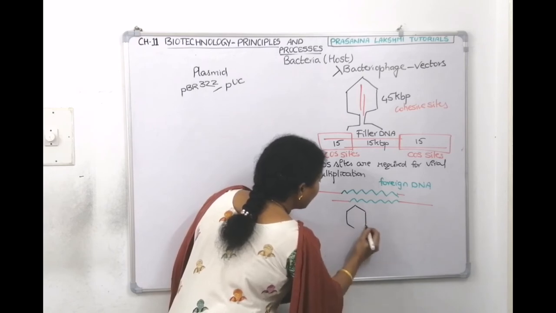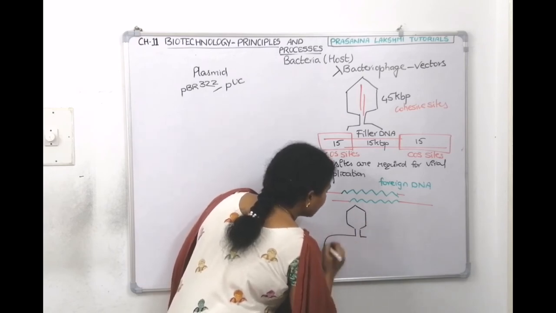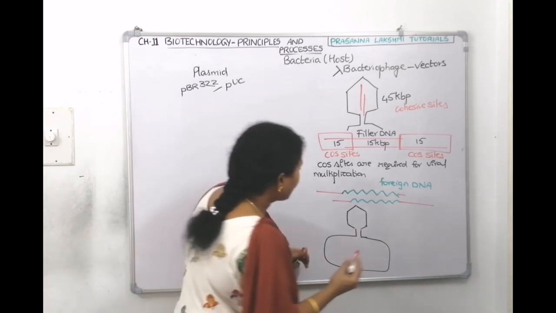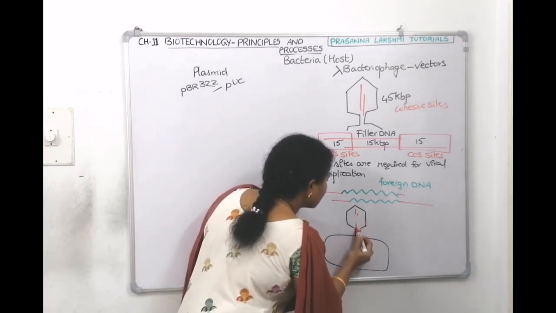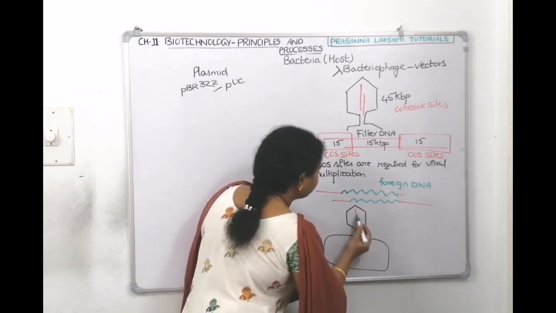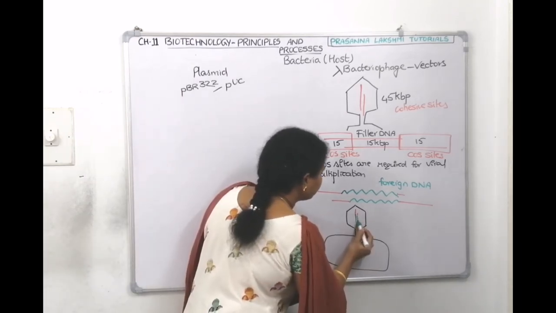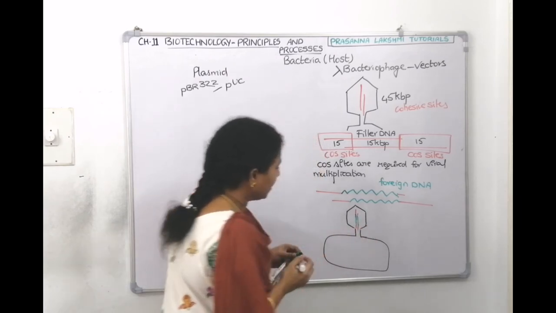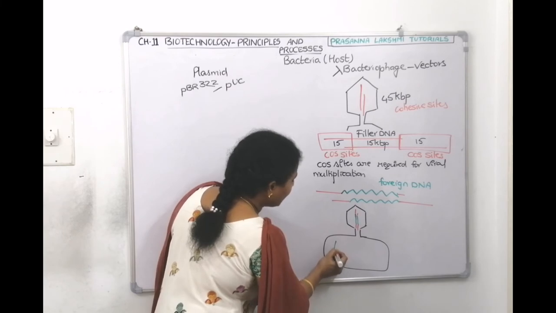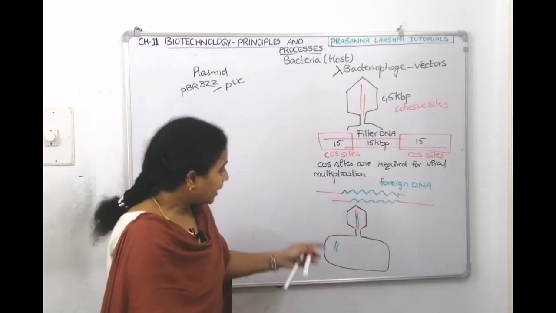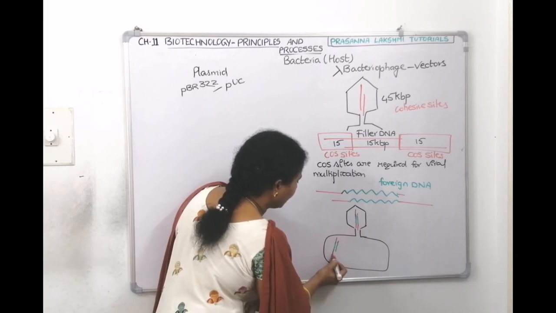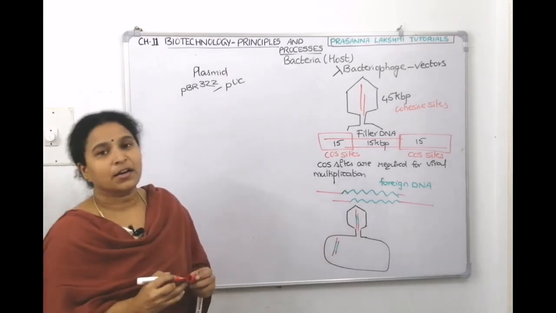Send this into the virus. And then this virus will infect the bacterial cell. Now, in this virus, what is there in the center? Your foreign DNA is there. Now, this virus will easily transmit the foreign DNA into the host cell. See, the virus is sending the foreign DNA into the host cell.